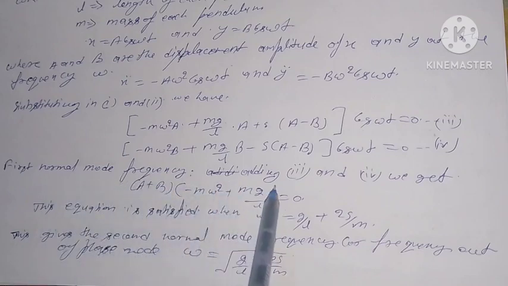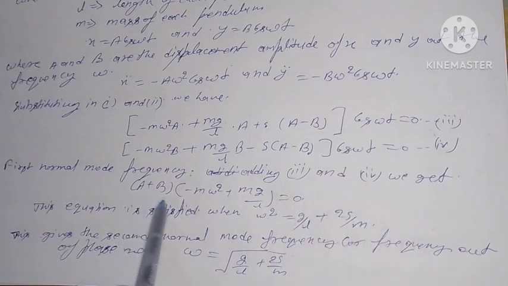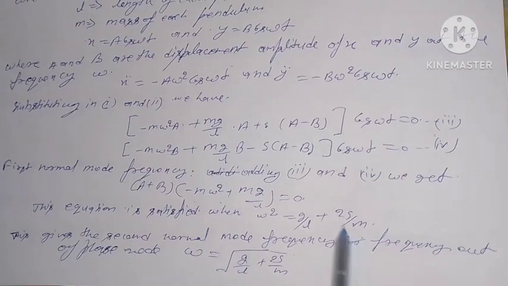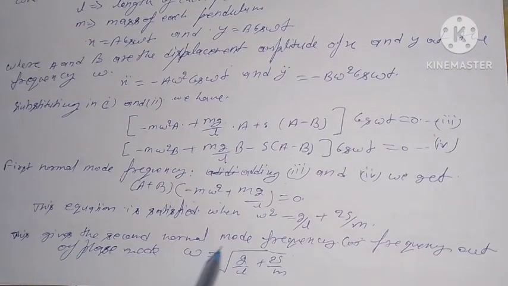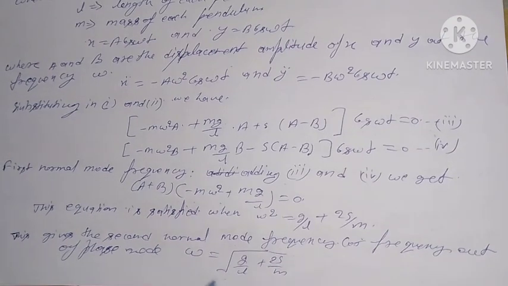First normal mode frequency. Adding equations 3 and 4, we get (a + b)(−mω² + mg/L) = 0. This equation is satisfied when ω² = g/L. This gives the first normal mode frequency, the in-phase mode. The second normal mode: ω = √(g/L + 2s/m), the out-of-phase mode.